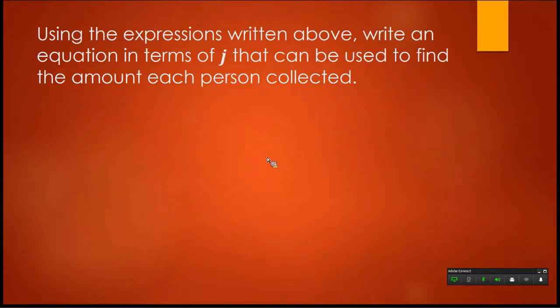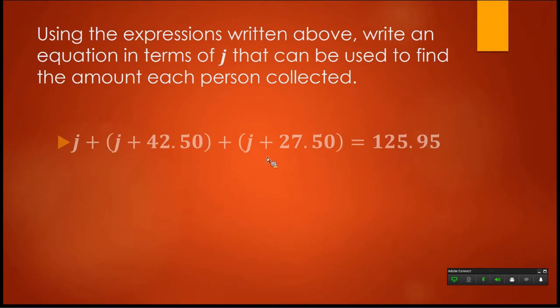Using the expressions written above, which are on the previous slide, write an equation in terms of j that can be used to find the amount each person collected. Well, first we have j for Julia, j plus 42.50 for Keller, and j plus 27.50 for Israel. So all three of these added together, we get the equation equal to $125.95.